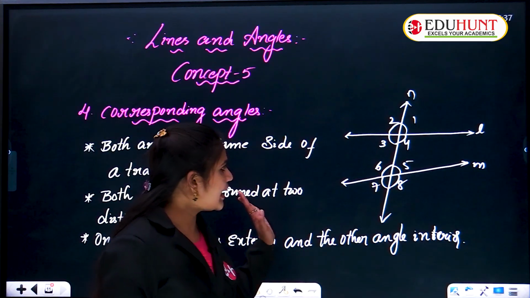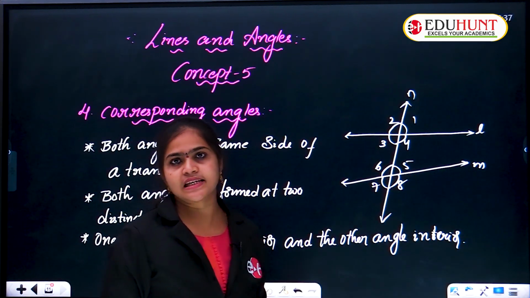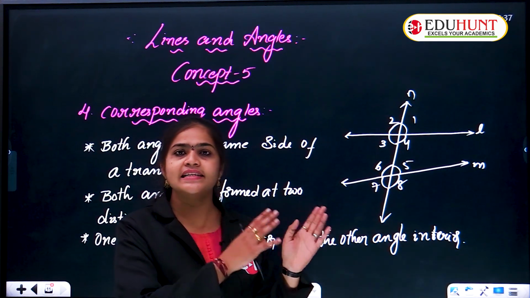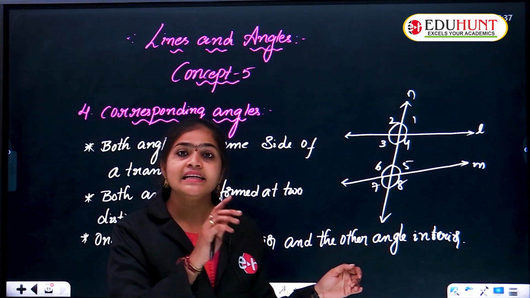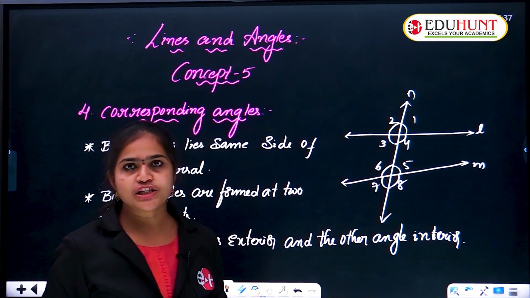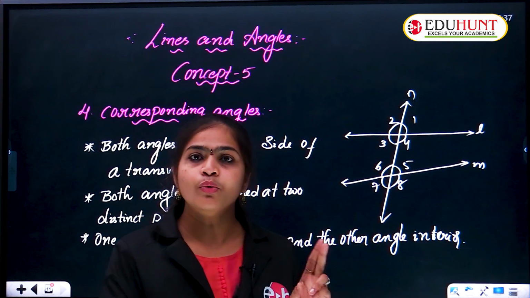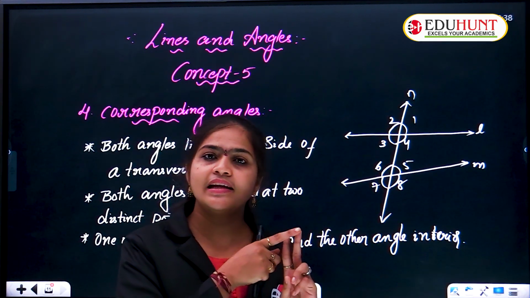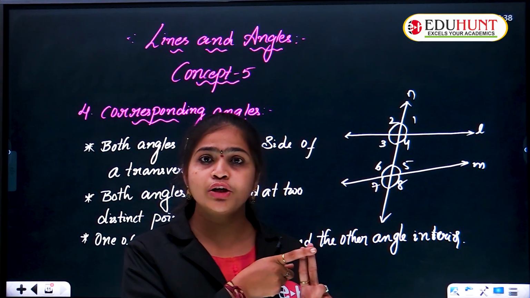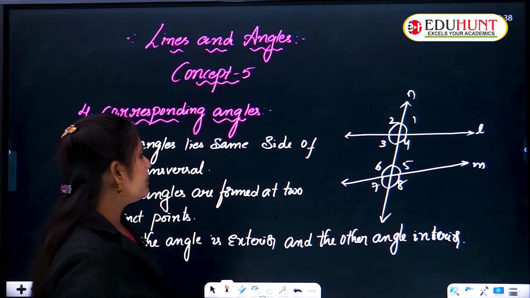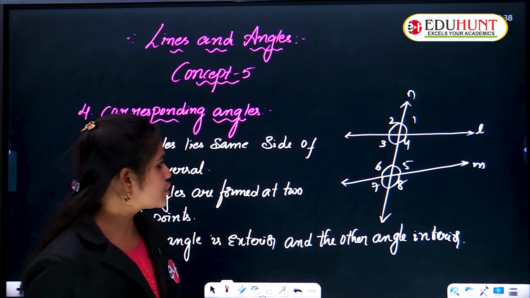Okay. Corresponding angles means two angles lie on the same side of a transversal, which means the two corresponding angles lie either on the right side of the transversal or the left side, but the same side of a transversal. That is the first point. Second point, we are talking about two angles, no? One of the angles is interior, another angle is exterior. And those two angles are also formed at two distinct points. These are the properties of corresponding angles. Understood ma?